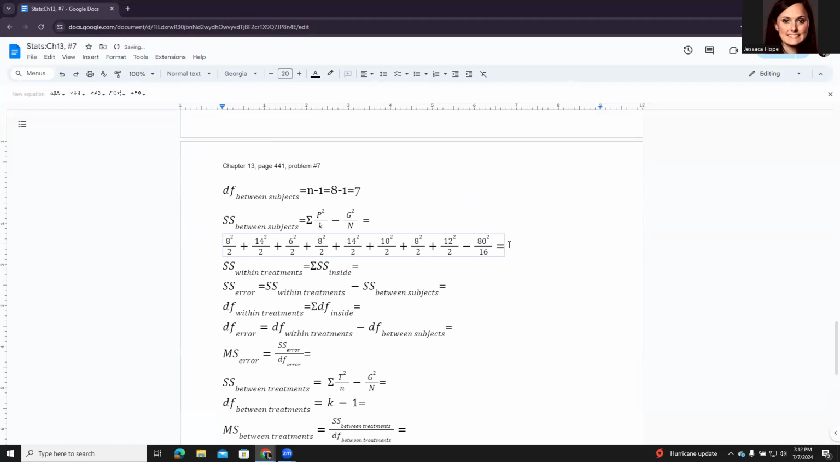So 8 squared over 2 is 64 divided by 2 is 32. 14 squared, need a calculator for that. Let's see, 14 times 14 is 196, divided by 2 is 98. 6 squared is 36, divided by 2 is 18. 8 squared is 64, divided by 2 is 32. 14 squared over 2 is 98.